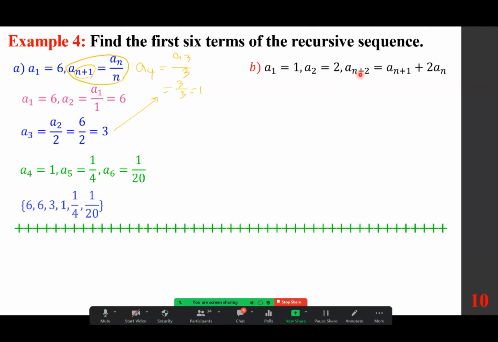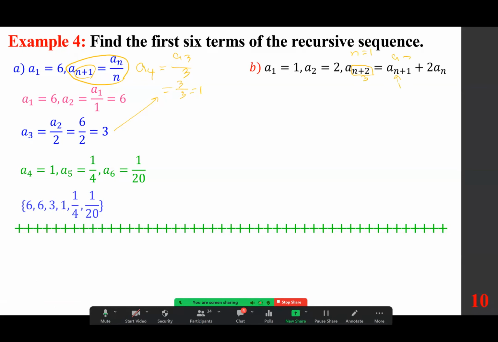A sub n plus 2 is a sub n plus 1 plus 2a sub n. That means if I want the next term, I need the previous one, plus 2 times the one before that. So I have a sub 1 and a sub 2. I'm going to write a sub 3. If I want the third one, that means I want this one to be 3. N plus 2 is 3, that means n is 1. So replace this n with 1.